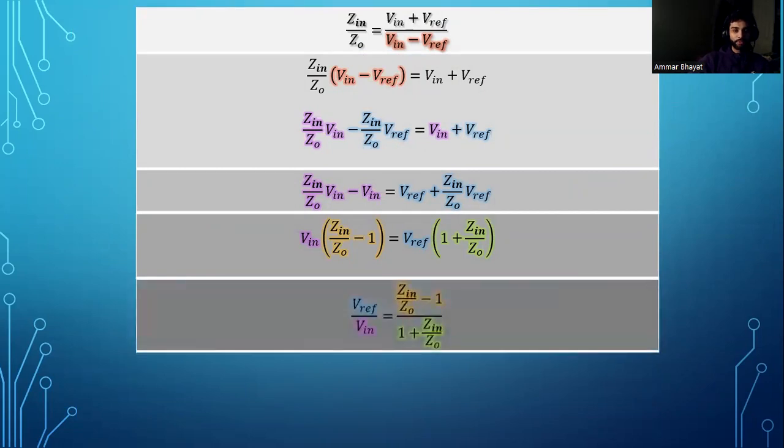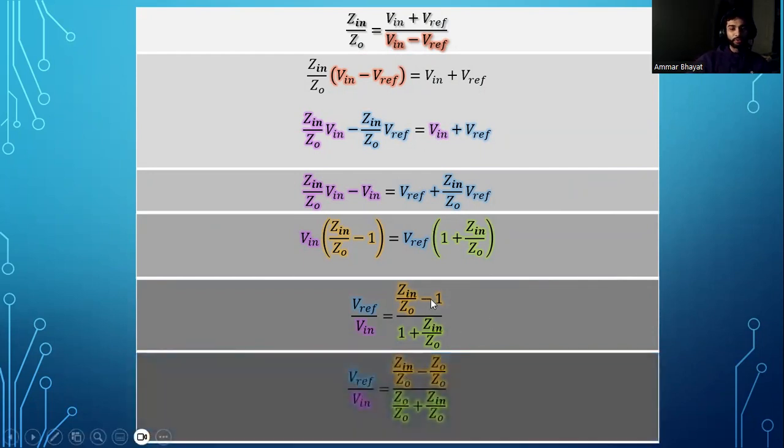Well, let's create this fraction right here, Vref over Vn. This is something called a reflection coefficient. It's telling you the ratio of reflected and input voltages. And notice that -1, we could express as Z naught over Z naught, and +1, you could express as Z naught over Z naught.